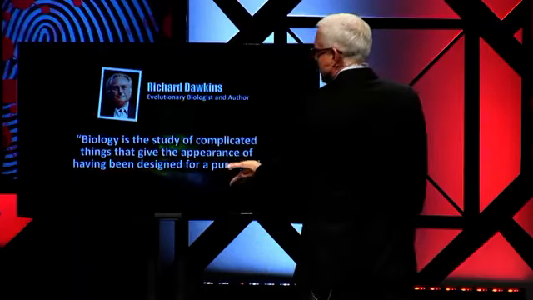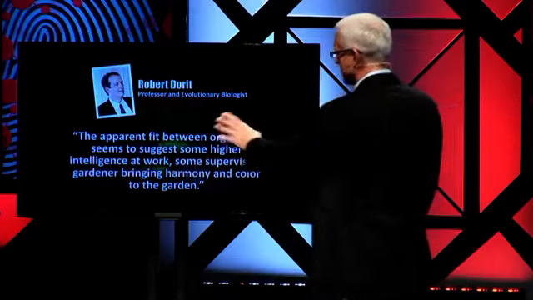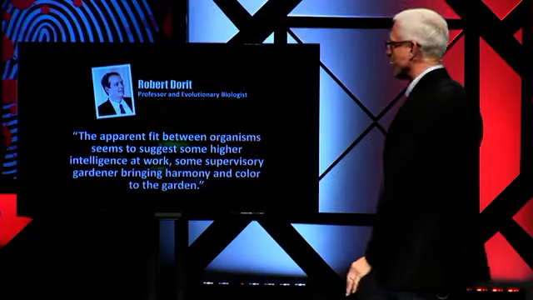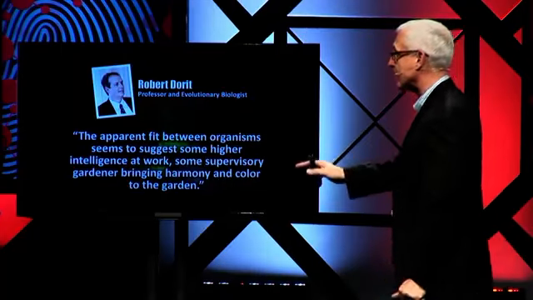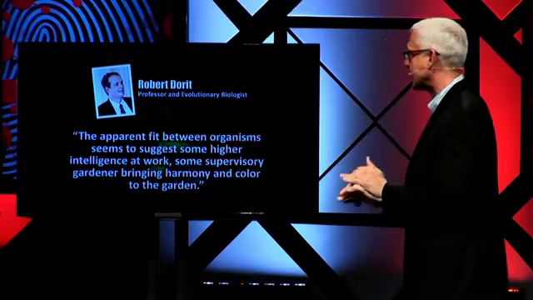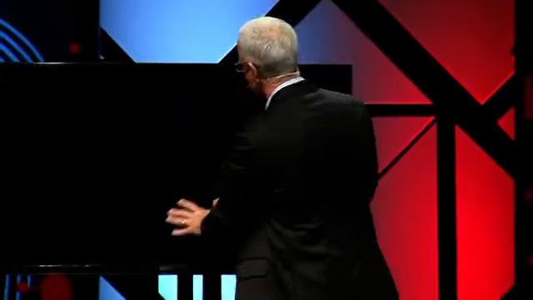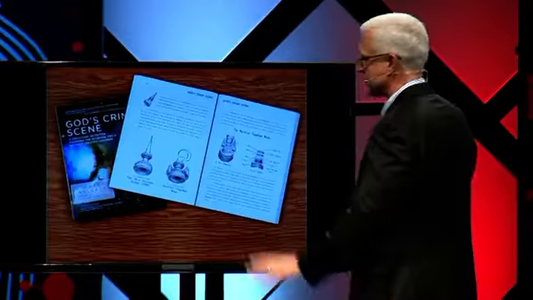So even he recognizes that this is stipulated. This is what you see. And Richard Dawkins and Robert Dorit are both atheists. Here's what Robert Dorit says: the apparent fit between organisms seems to suggest some higher intelligence at work, some supervisory gardener bringing harmony and color to the garden. That's the problem. So how do I explain that motor naturally, by staying in the room?